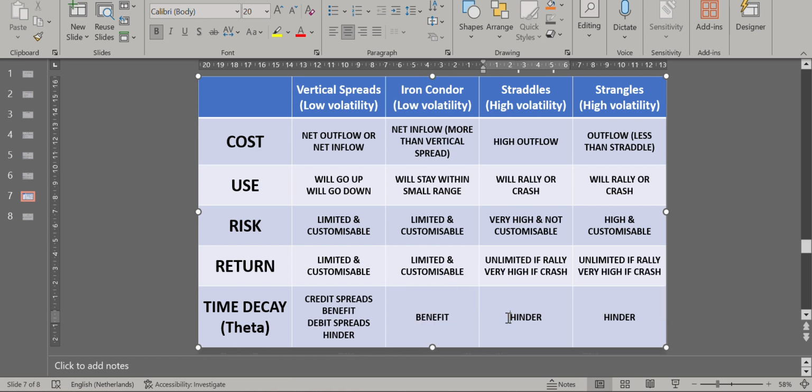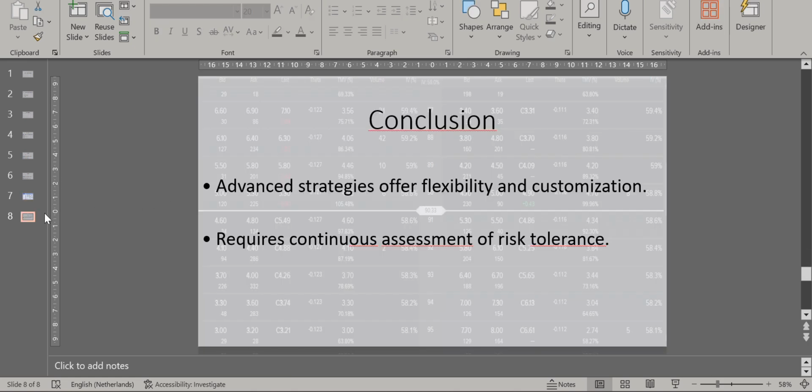In the case of long strangles and long straddles, because you paid a net premium, time decay goes against you, and so you will need the stock price to go in your favor in order for you to profit. And so basically this is it. This is what I wanted to show you.